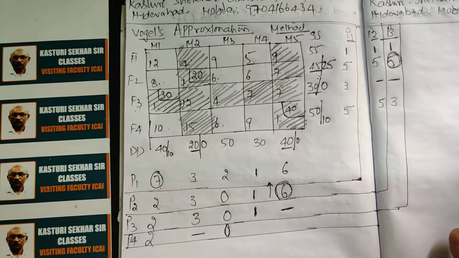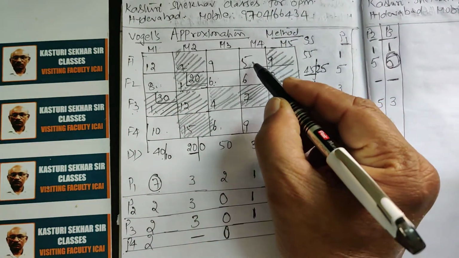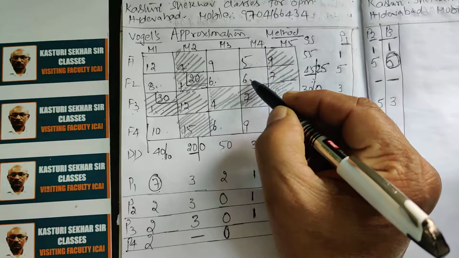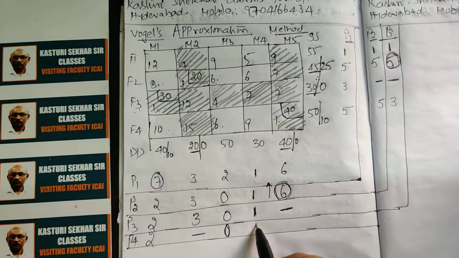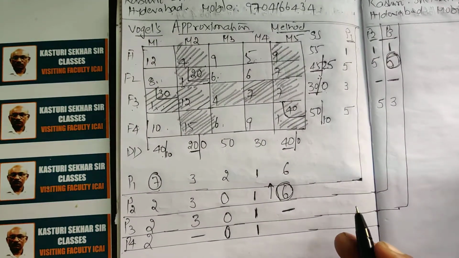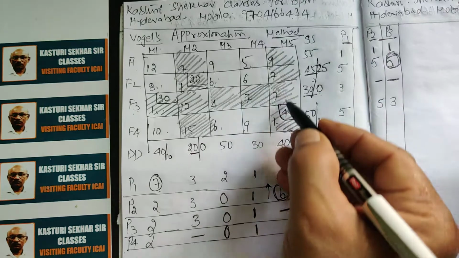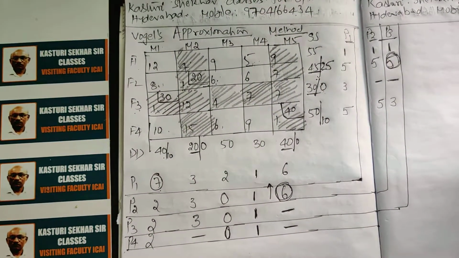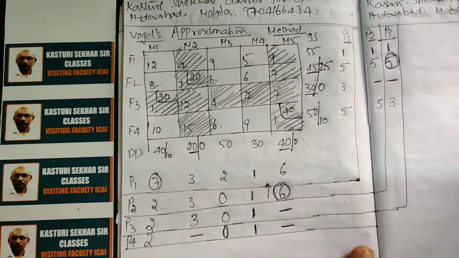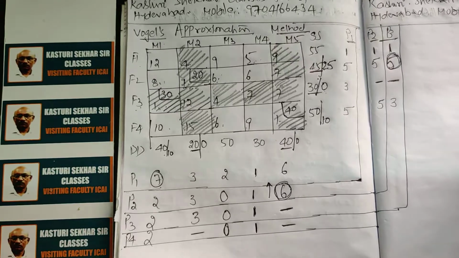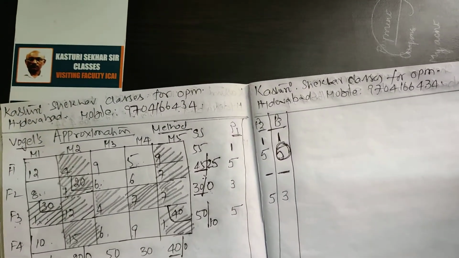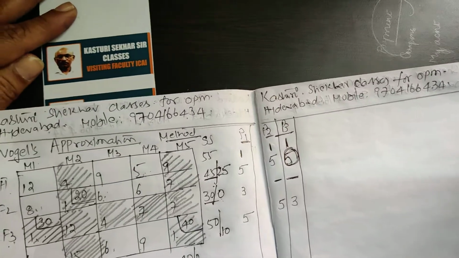Look at the fourth market. Lowest value is 5 rupees. Second lowest value is 6 rupees. Difference is 1 rupee. Fifth market, requirement is fully satisfied. No need to calculate penalty. Okay, sir. Column wise penalties are calculated. Let us move row wise.